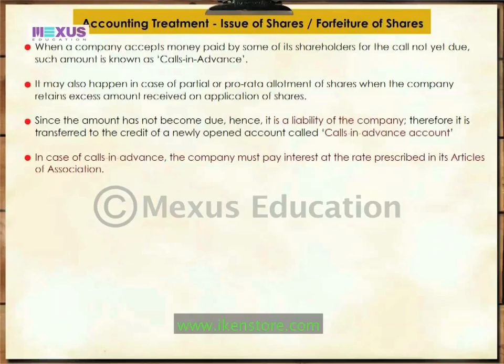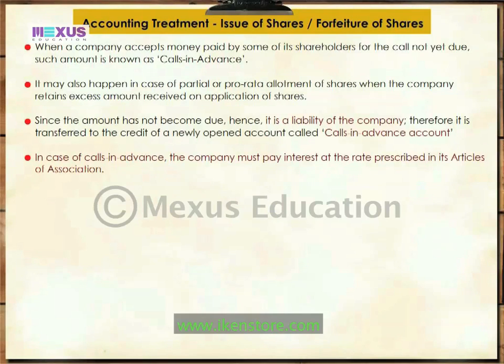When a company accepts money paid by some of its shareholders for a call not yet due, such amount is known as calls in advance. It may also happen in case of partial or pro rata allotment of shares, when the company retains excess amount received on application of shares. Since the amount has not become due, hence it is a liability of the company. Therefore, it is transferred to the credit of a newly opened account called calls in advance account.